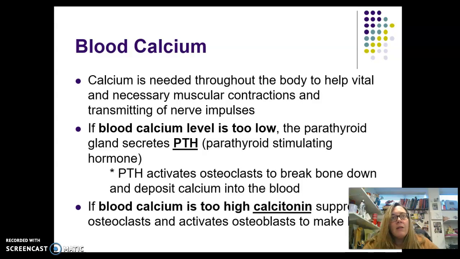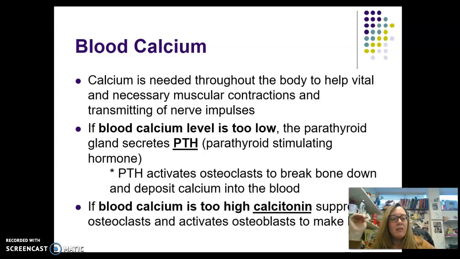So calcium is super important. It's not just important for your bones and your teeth, as you've heard, I'm sure, for your whole life, but it's actually important for every single nerve impulse that's sent in your body. It's important for every single skeletal muscle contraction. All this dancing I'm doing right now is because of calcium.